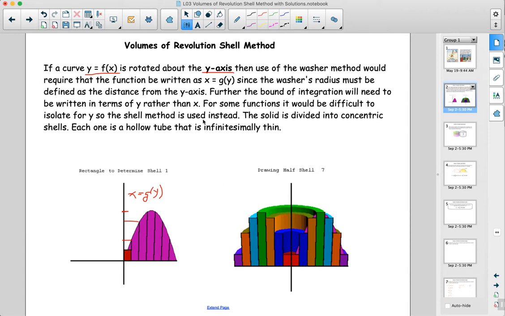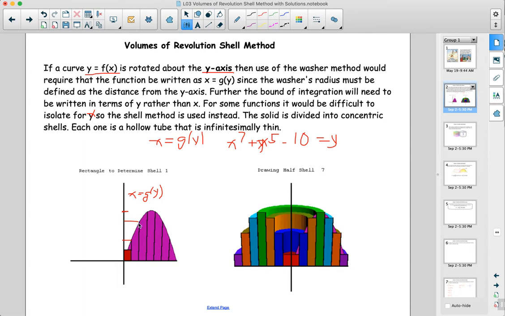Now, for some functions, it would be very difficult to isolate x. I said y, but I really think I mean x, right? Because we want to write x as a function of y. So if we had x to the 7th plus x to the 5th minus 10 equals y, we'd now have to isolate this for x, and you can see that would be very problematic. So it would be worth it for you to invest in the shell method.